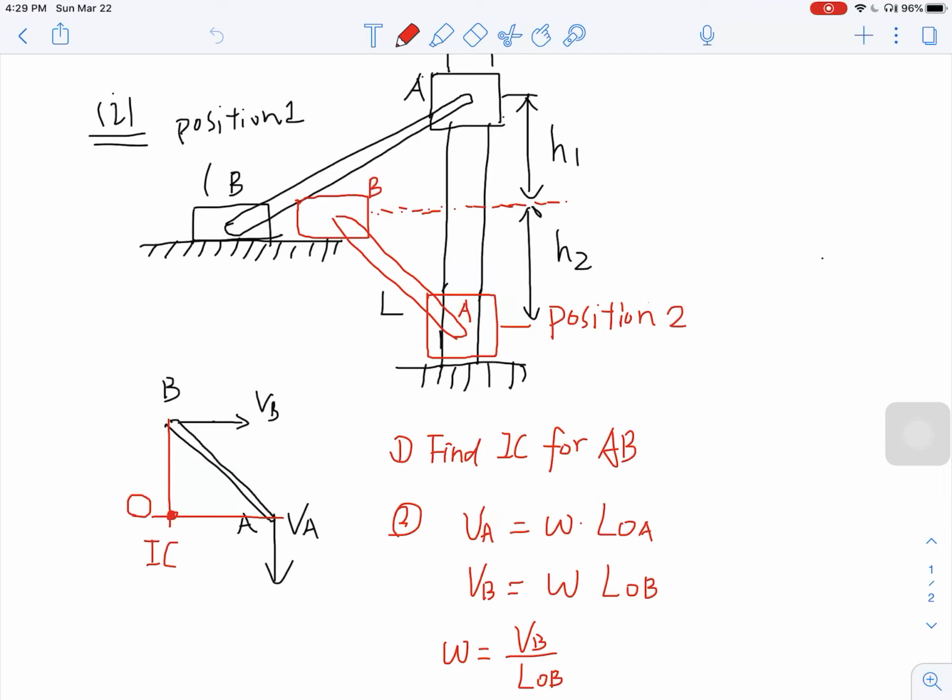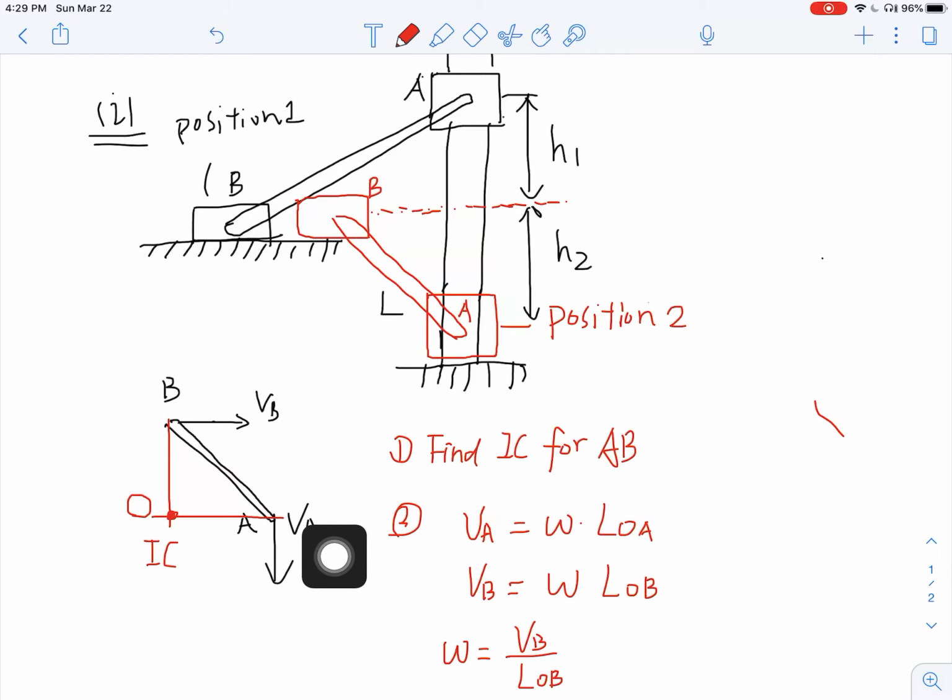Right here, I want to give you a hint how to solve this problem. So first, you will need to build a relationship between VB and VA. That's block B and block A. If you look at B and A, they are at both ends of this rigid bar AB. Then we can actually use the instant center method from chapter 2 to analyze this rigid bar AB.